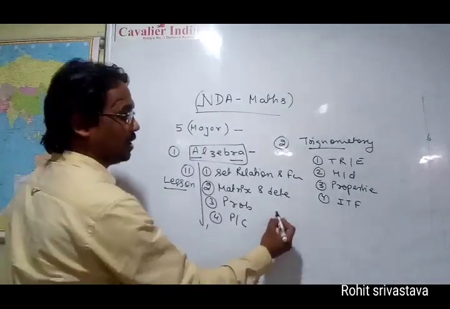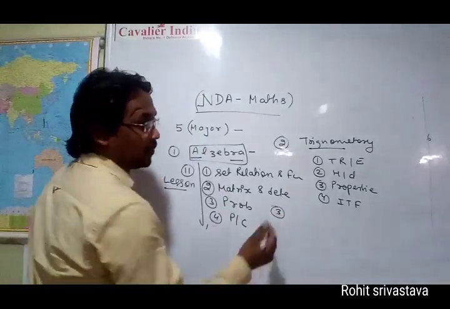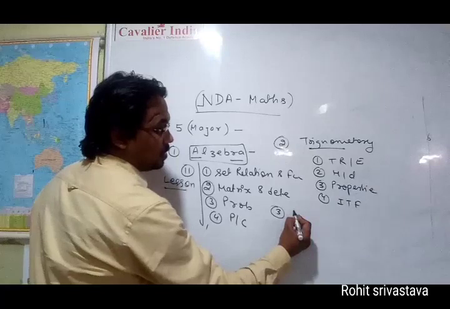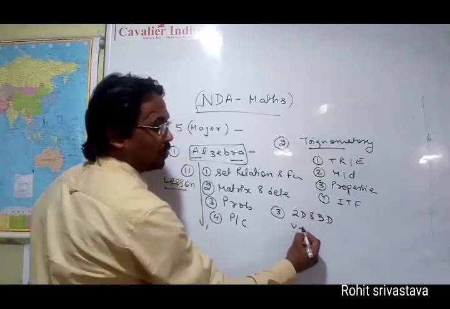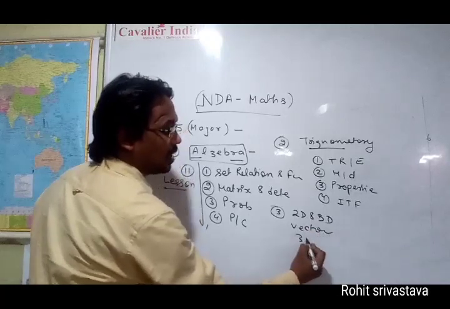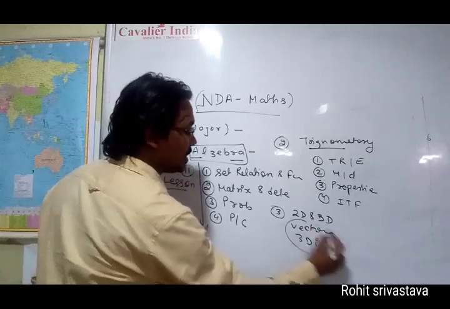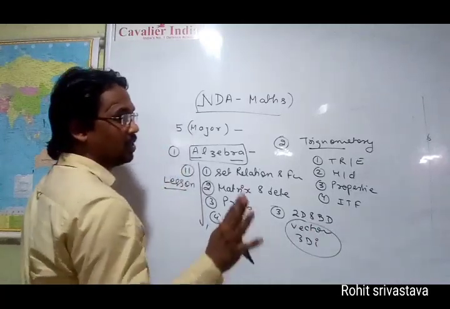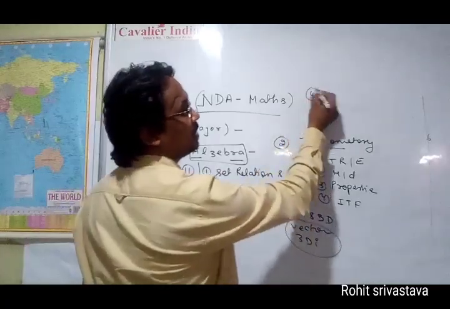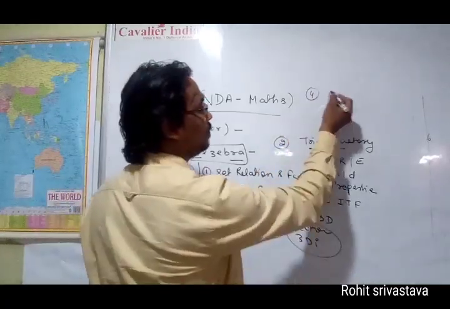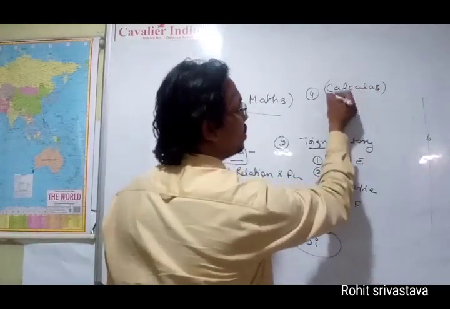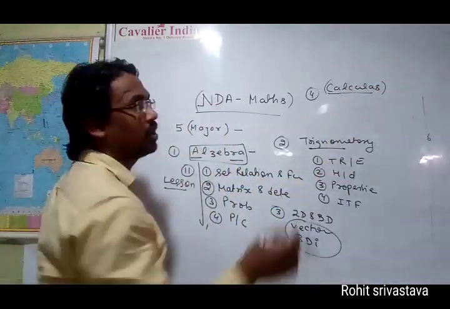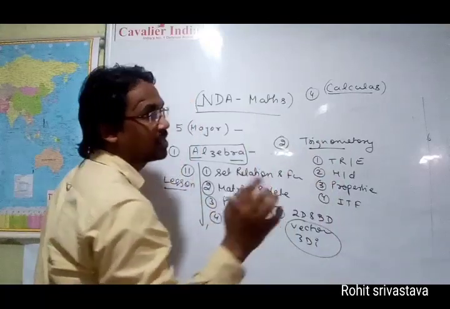Now the third one will be 2D and 3D. It means you have to go for vector algebra and 3-dimensional geometry. So 2 lessons here. Then next we are going for the fourth segment, calculus. Calculus is a major portion in your NDA class. So in calculus we have a 6 lesson bunch.